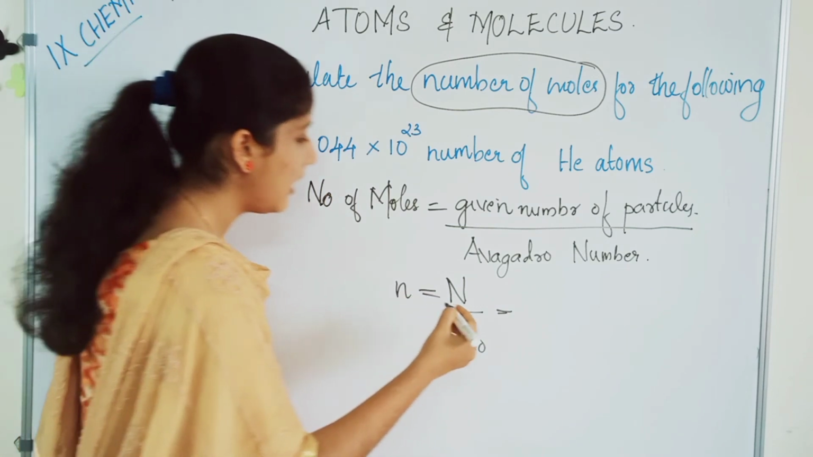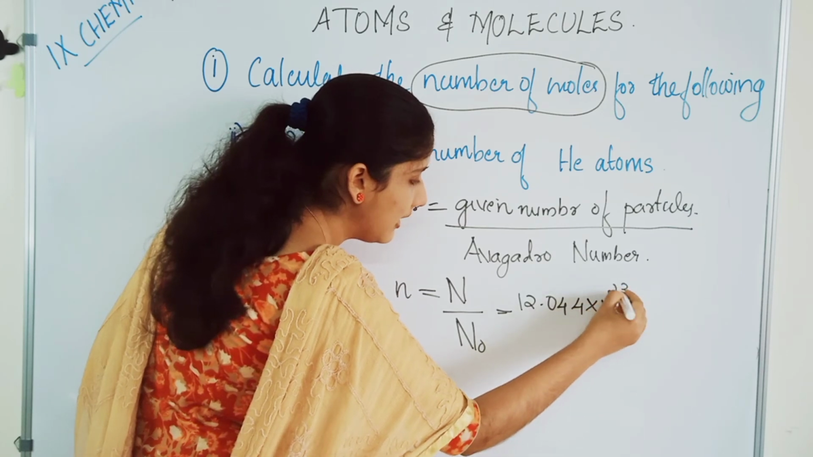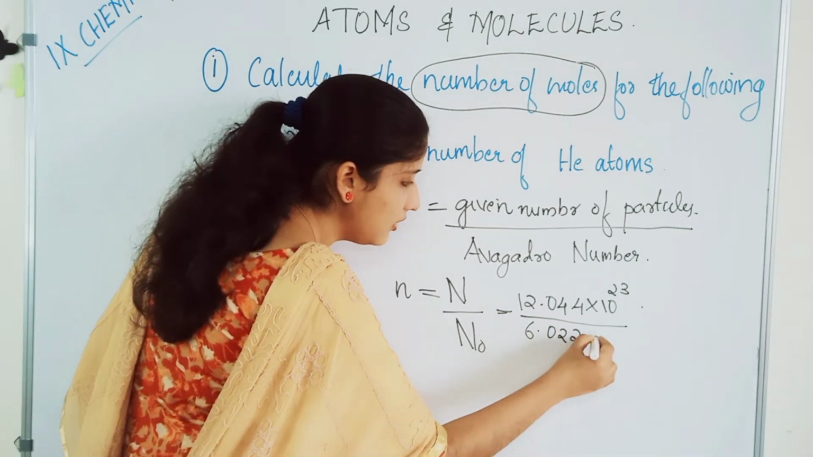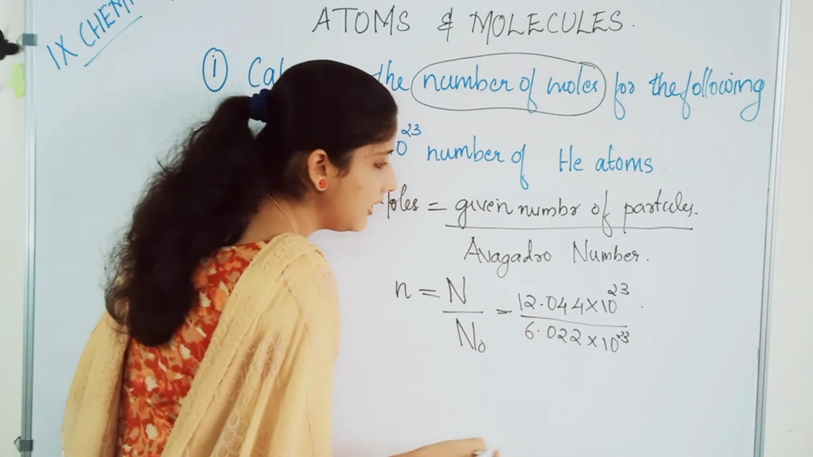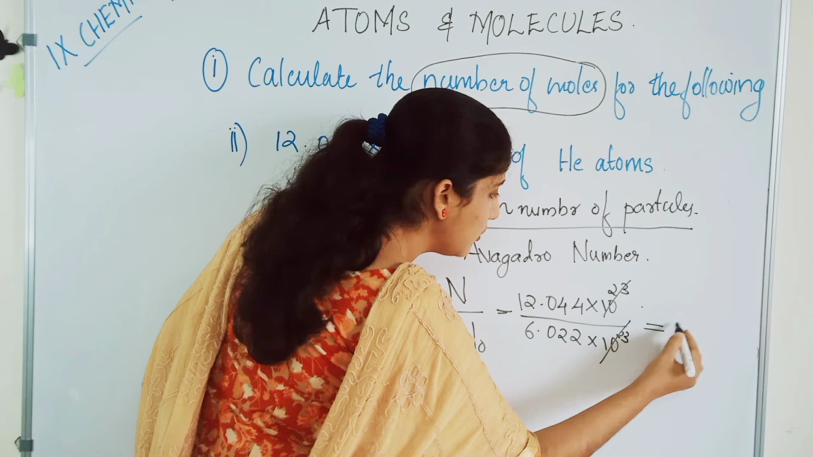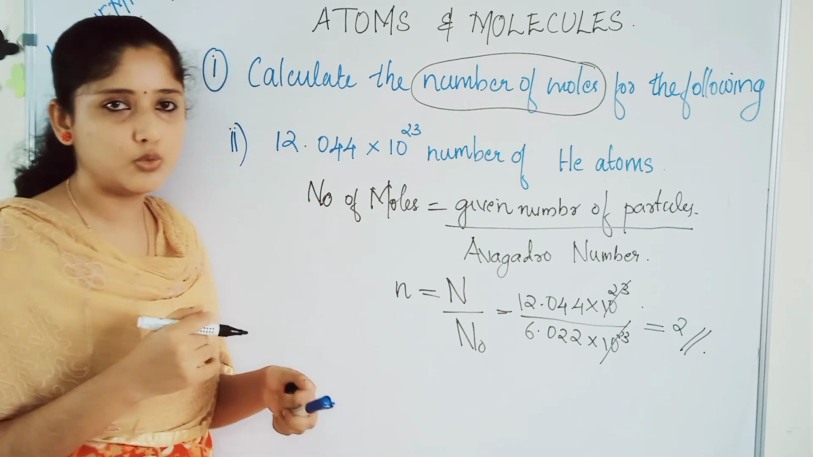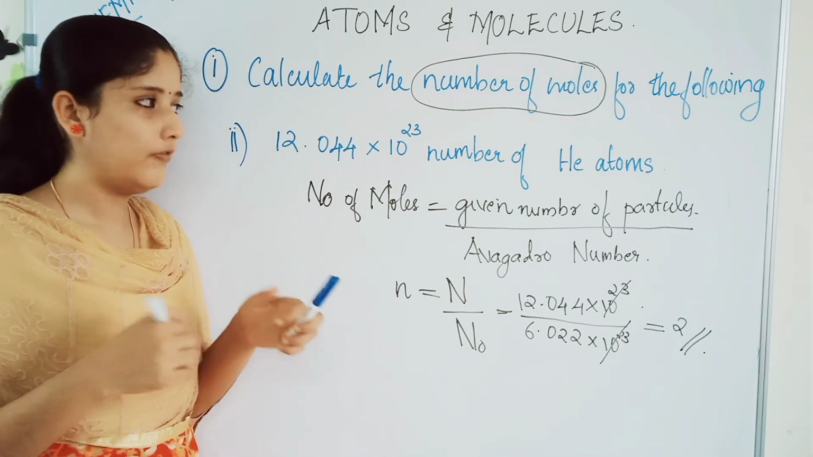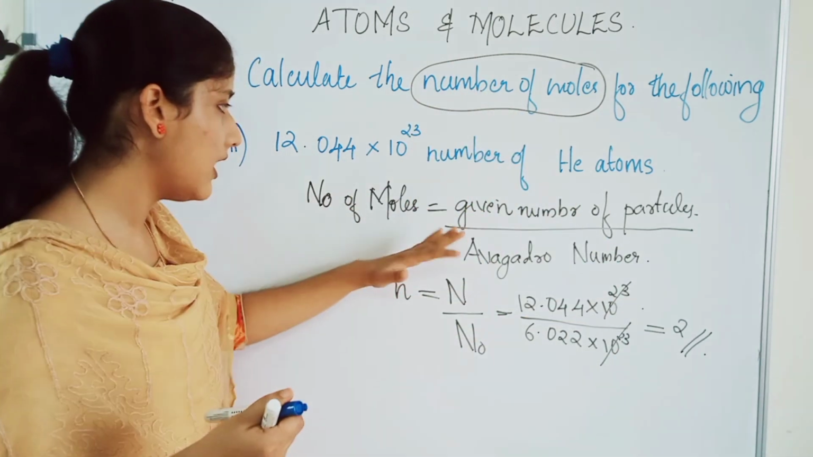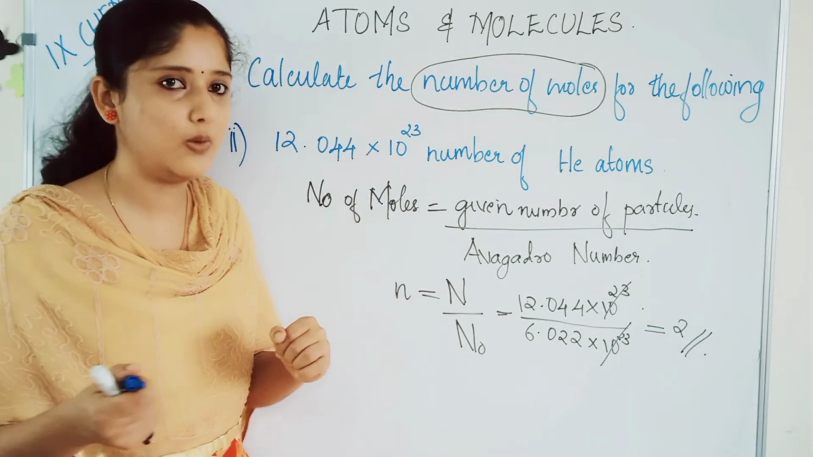Here it is given as 12.044 into 10 raised to 23 divided by Avogadro number, which is 6.022 into 10 raised to 23. Here you can cancel both and this is 2 times. So it will be 2. The number of moles in this many helium atoms is 2. Whenever the number of atoms is given, we will use this equation. Whenever mass is given, you will use the given mass by molar mass equation.